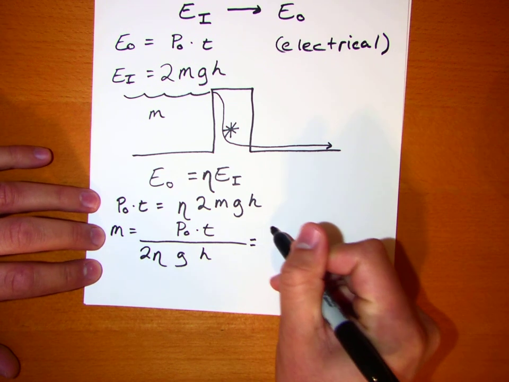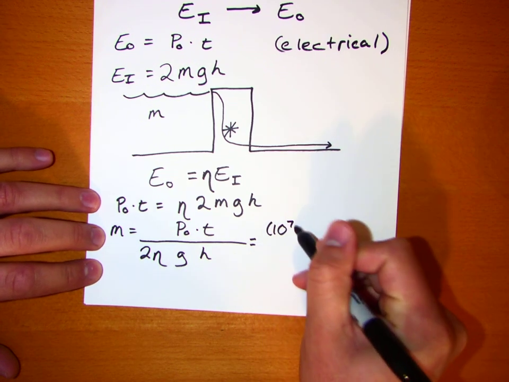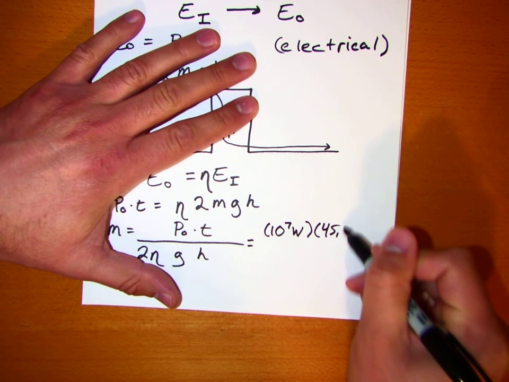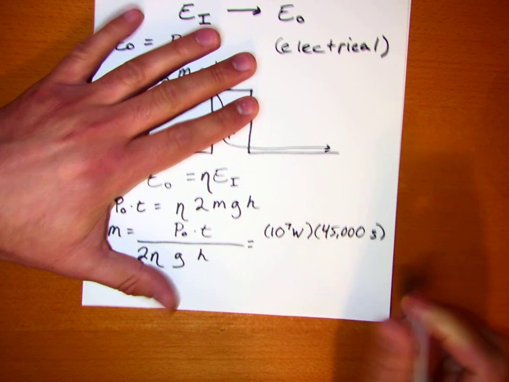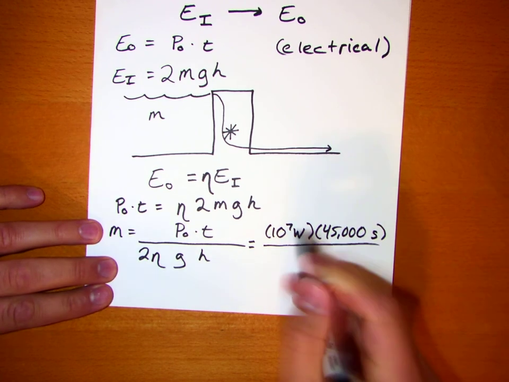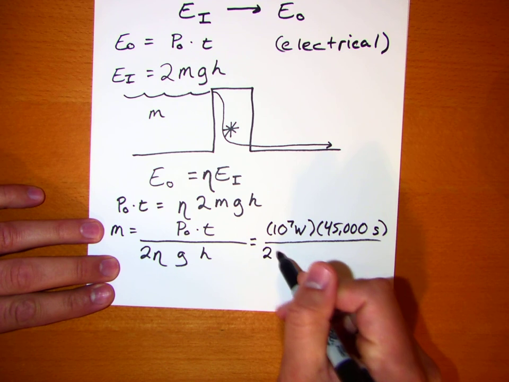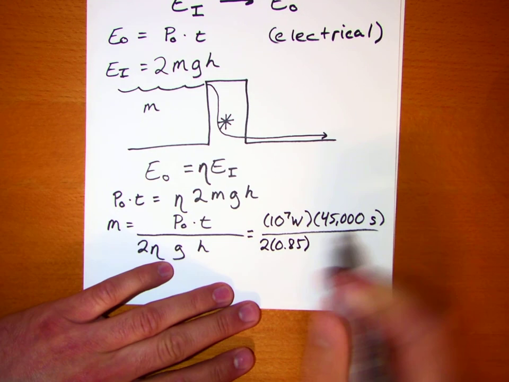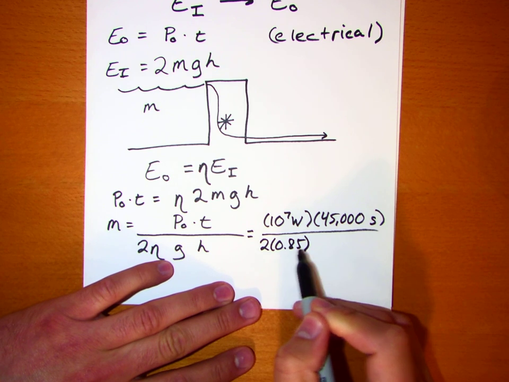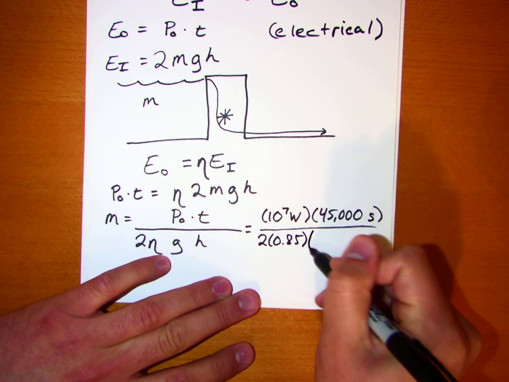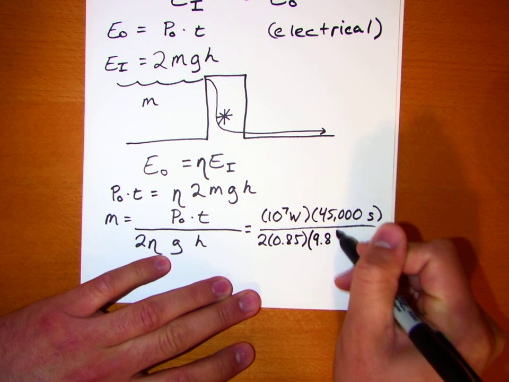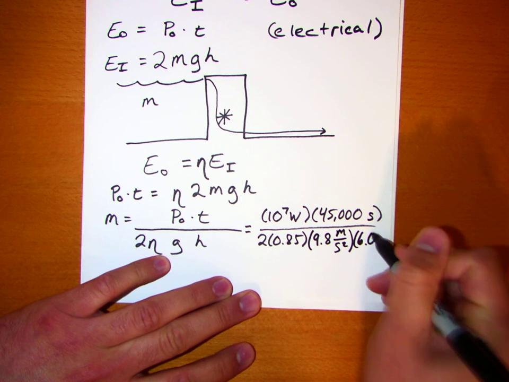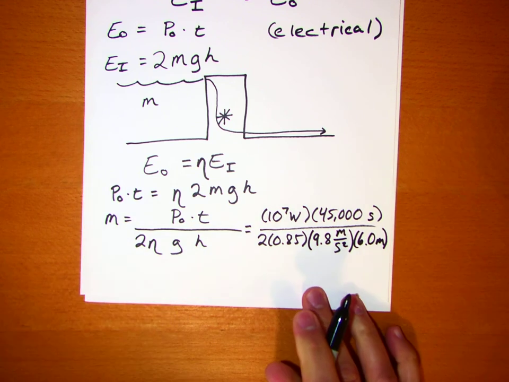If we plug all of this in, this is going to be 10 to the 7th watts, this is going to be 45,000 seconds. This is just 2. This is 0.85. Efficiency generally doesn't have any units. g is equal to 9.8 meters per second squared. And the height is just 6.0 meters.